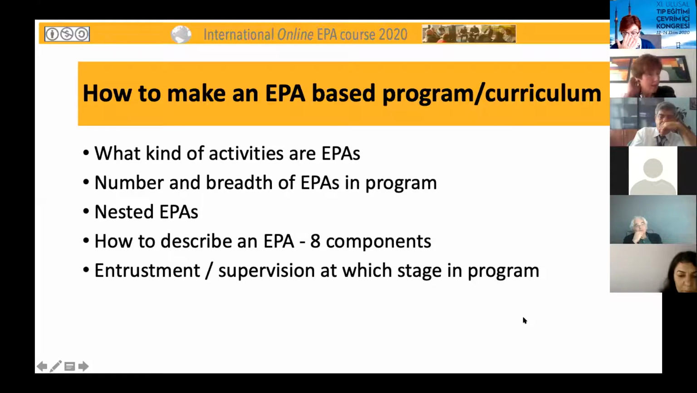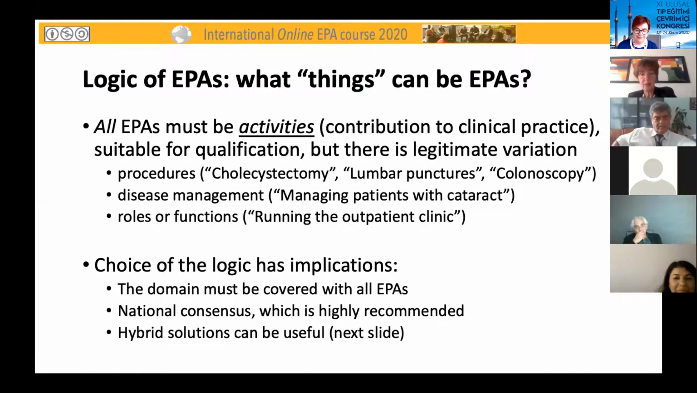Yeah, so we come to another important topic, namely how do you make an EPA-based program or curriculum. So I will very quickly go through what kind of activities are EPAs, the number and breadth of the EPAs in your program, and what are nested EPAs. So what's the logic of an EPA? Well, what things can be EPAs? That's a question that has very different and various answers.